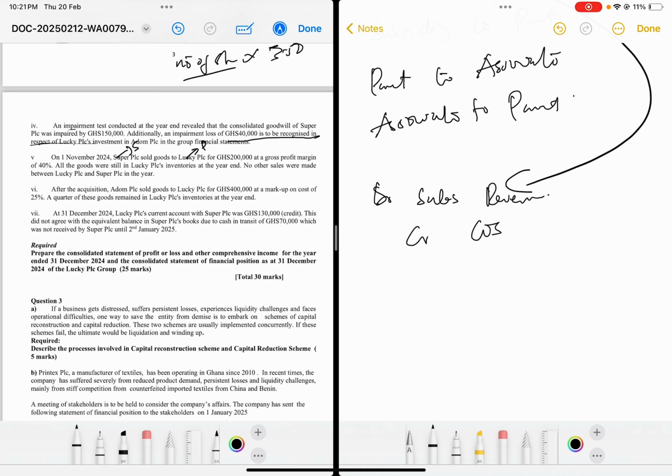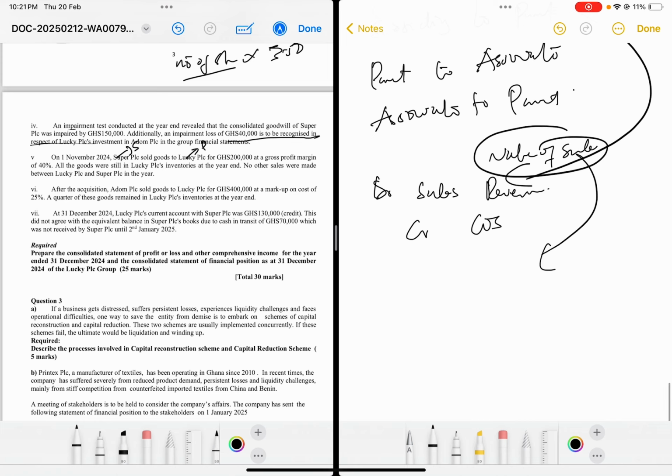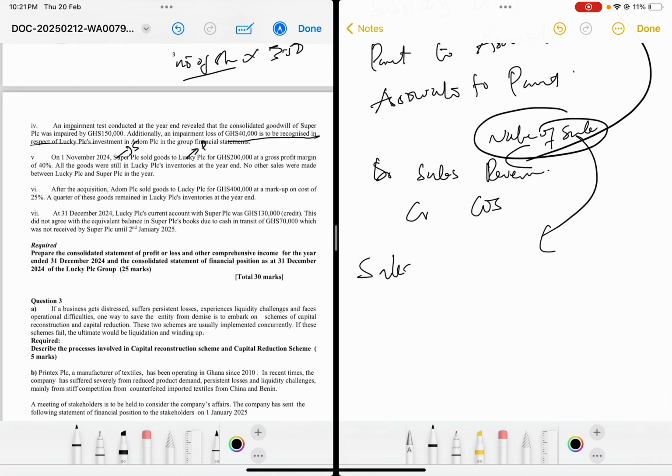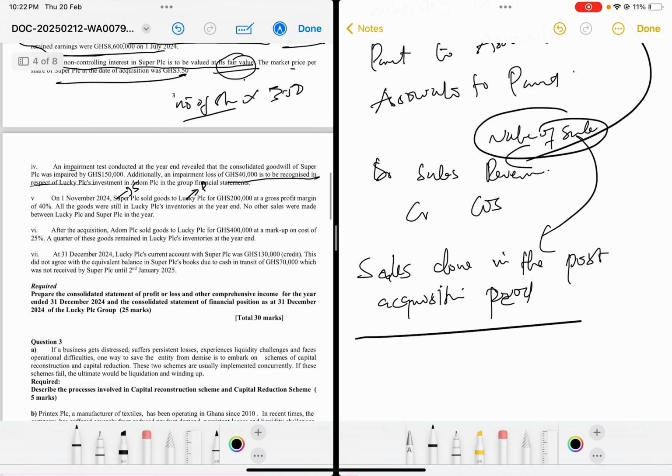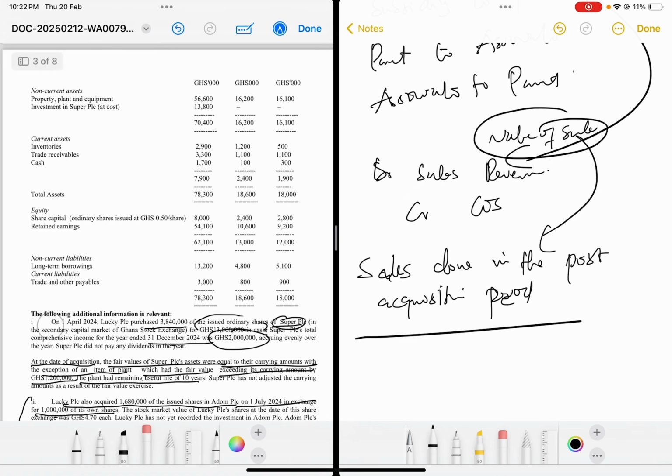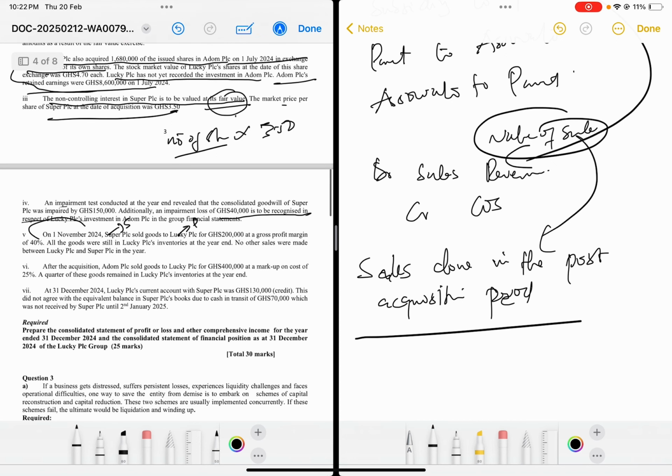Then you credit our cost of sales with the value of the sale. We have to take note that the value of this sale should be sales done in the post-acquisition period. So always make sure that the sale being eliminated because of intra-group sale is a sale done after the acquisition. Between Super PLC and Lucky, you'll be told that Lucky acquired Super PLC on 1st April, and this sale was done on 1st November. So this is after the acquisition, and because of that, we can eliminate the whole 200,000.